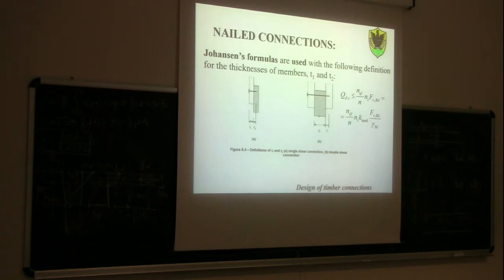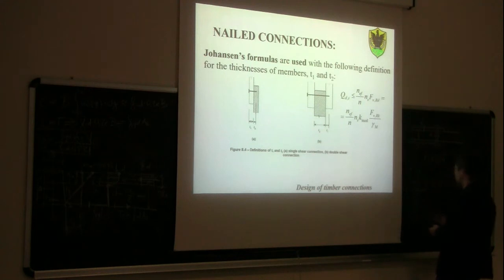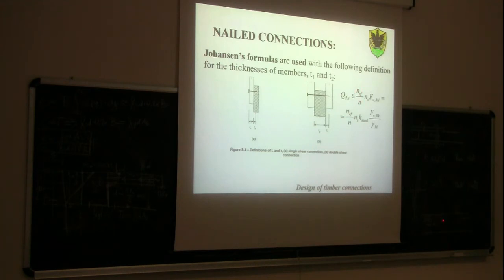So if I now refer to only a value of the shear demand in a single nail, so if this is our Q_Di, Q_Di shall be less than n_ef, the effective number of nails parallel to the grain, divided by the total number of nails. Then I need to multiply by the number of shear planes.